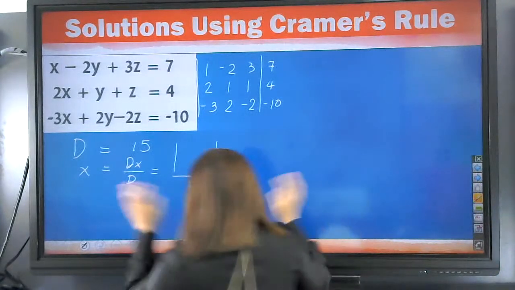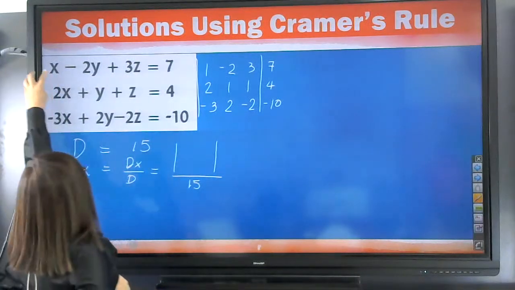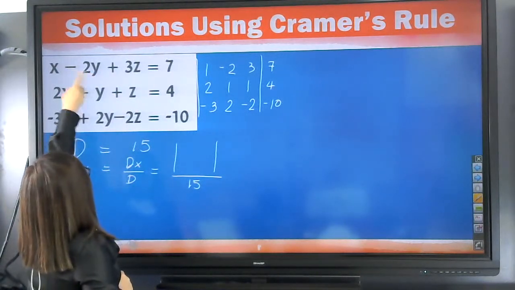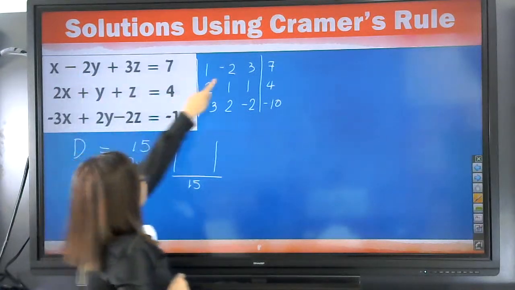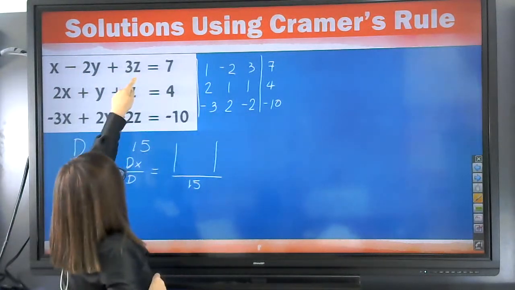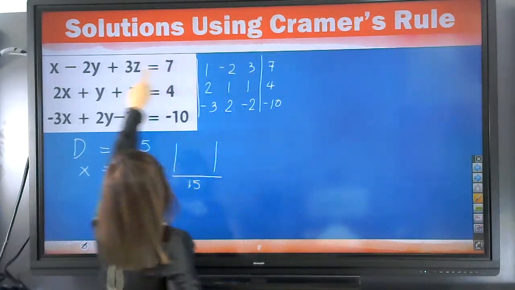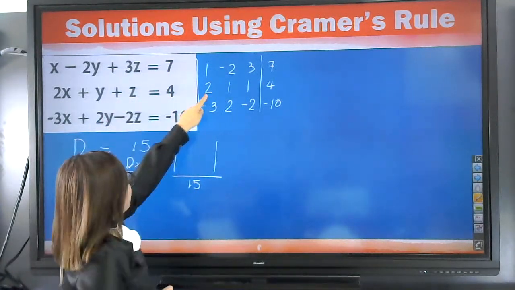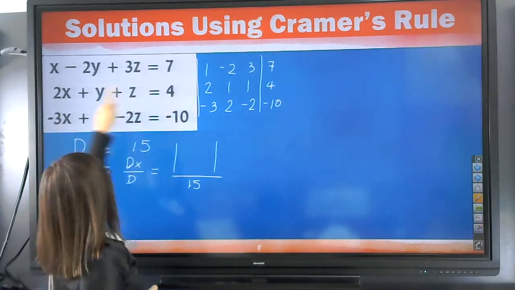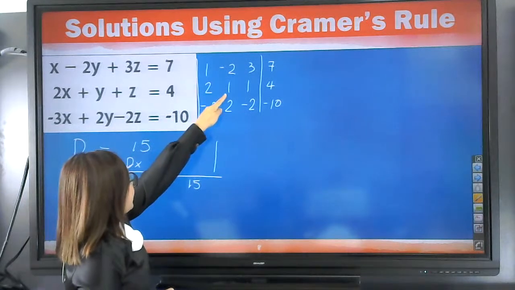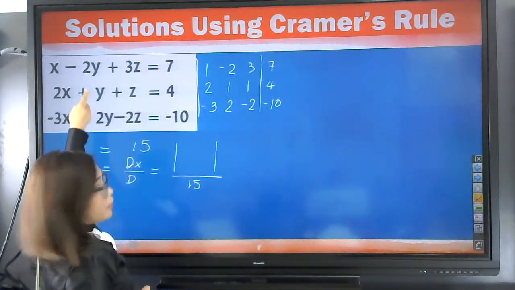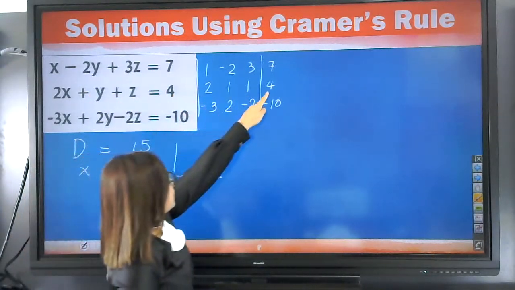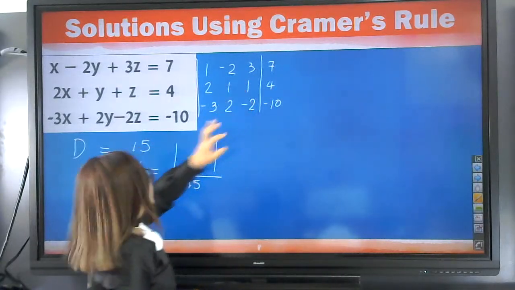Okay, again, from the chart, what is this? Coefficient of x is 1. Negative 2y, or minus 2y. Coefficient of y is negative 2. Write the number. And 3z, the number is 3. The numerical coefficient of z is 3. And this is 7. 7 comes from here. How about 2? 2x, the number is 2. 1y, so 1. We don't usually use 1 here. 1y is just y. Z is 1. And the answer equals 4. So these are the numbers, the last.